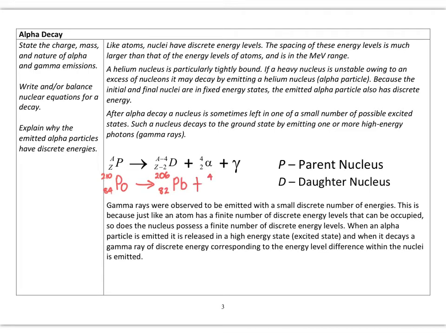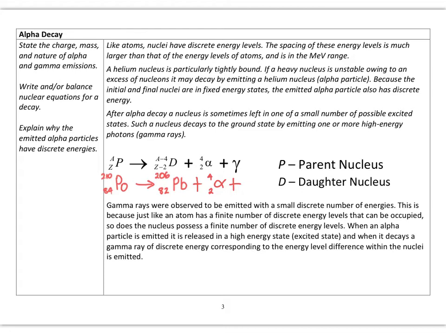Those 2 protons and 2 neutrons are lost as an alpha particle, and when this daughter nucleus forms, it will be in an excited state. It's not just its electrons in an excited state, its actual nucleus will be in an excited state.